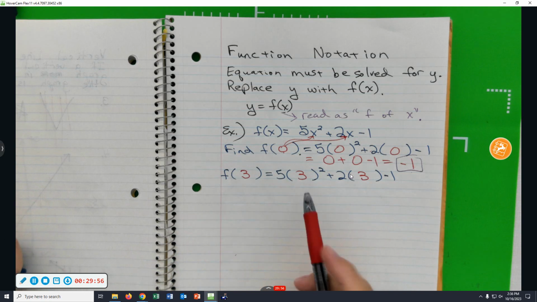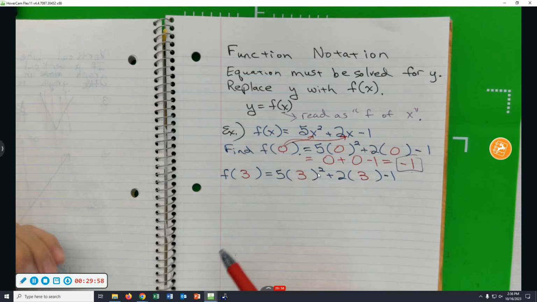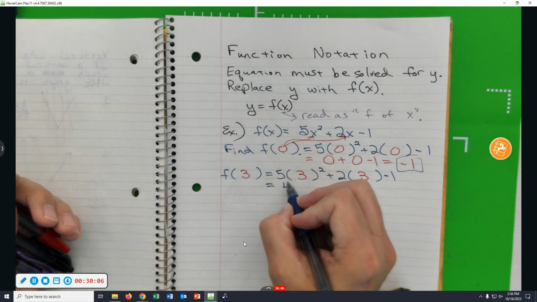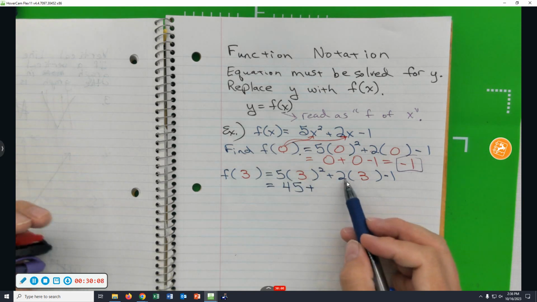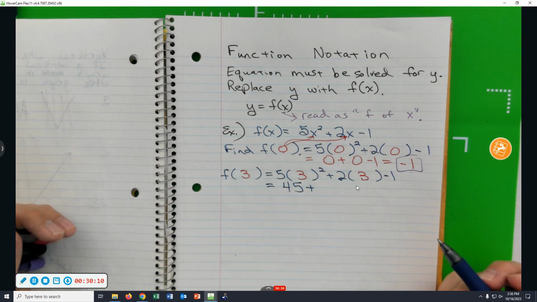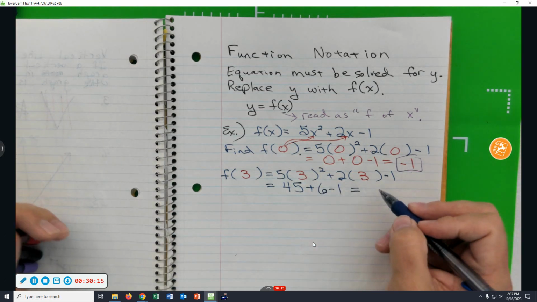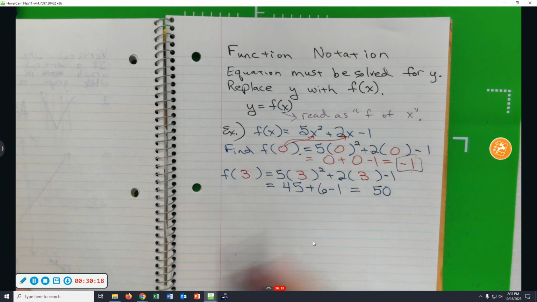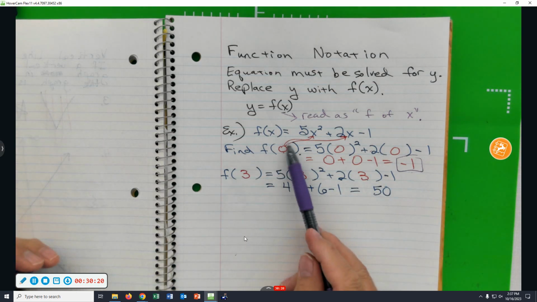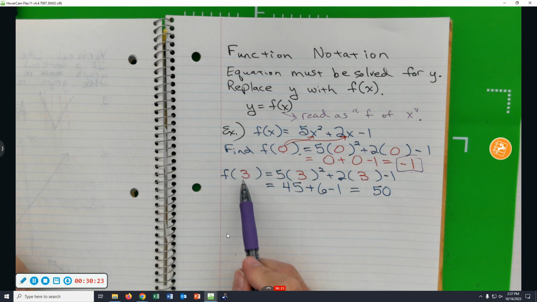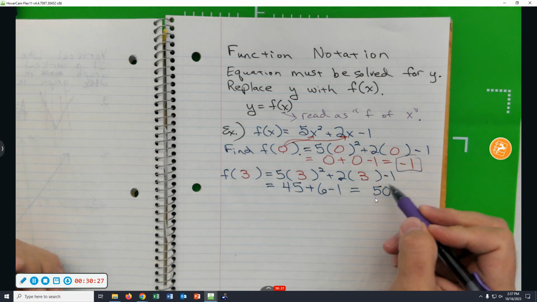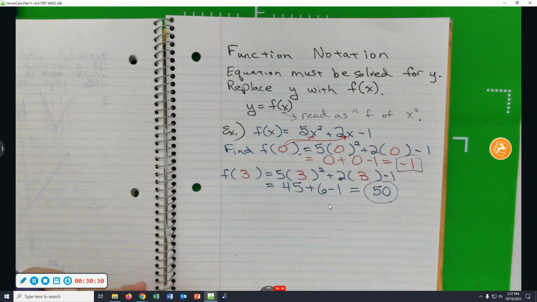Well, 3 squared, you do your exponentiation first. 3 squared is 9, times 5 is 45, plus here, 2 times 3 is 6, minus 1. What's that going to give us? 50. So this function here is just generating ordered pairs. You tell me the x value you want to plug in, I'll plug it in, and that'll give me the y value. Any questions there?